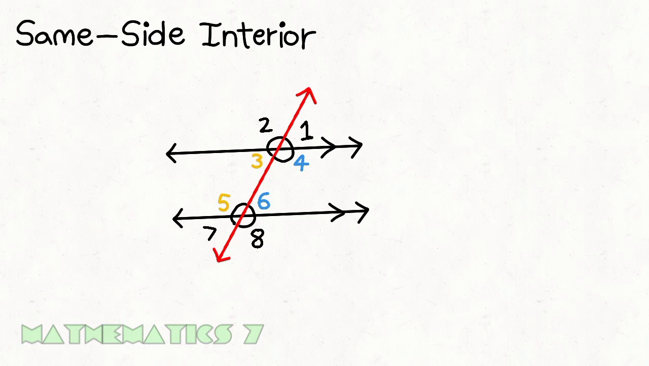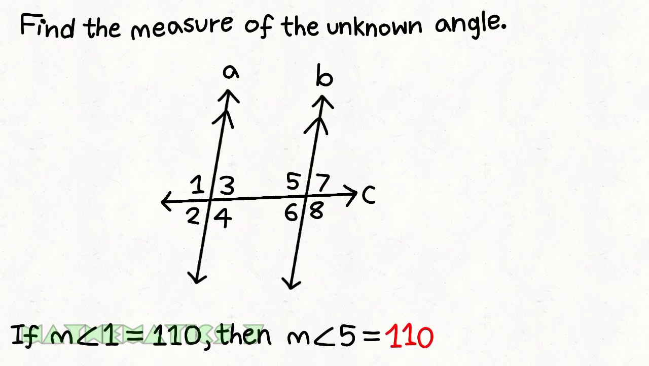Same side interior, interior angles on the same side of a transversal. Same side exterior, exterior angles on the same side of a transversal. If parallel lines are cut by a transversal line, then corresponding angles are congruent.